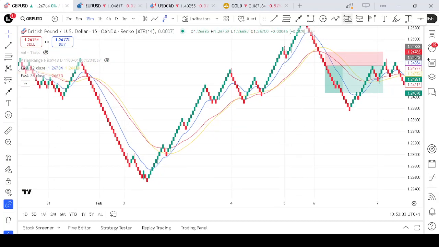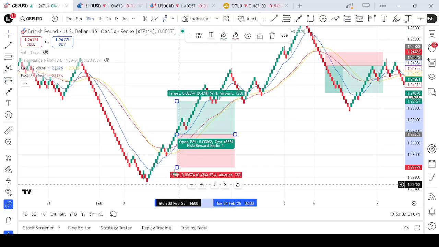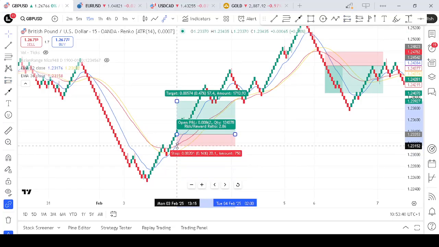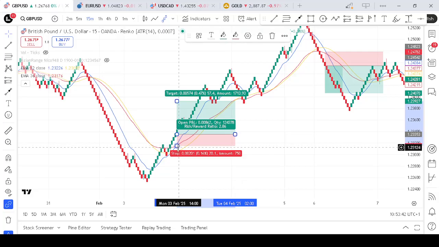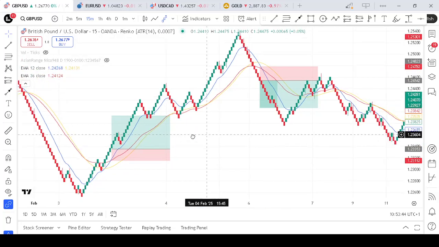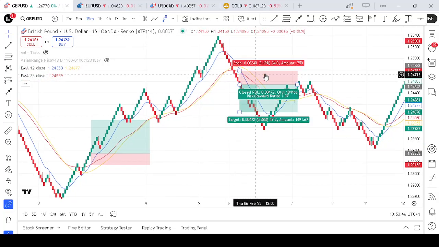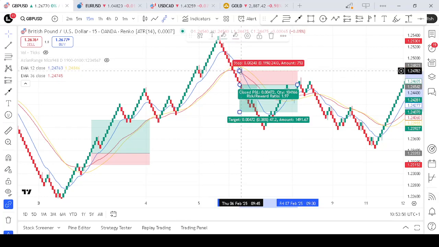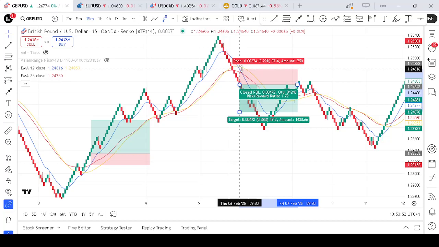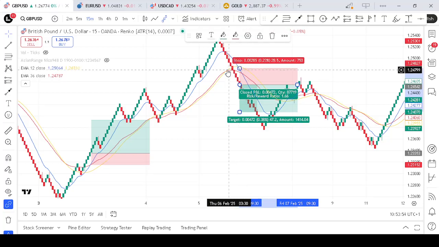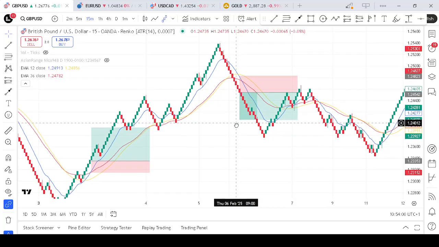For a long position, we put the stop loss at the lowest point of the 3 Renko bricks, while for a short position, we put it at the highest point of the last 3 bricks. Take profit should be set at a minimum of 1:2 risk to reward ratio.